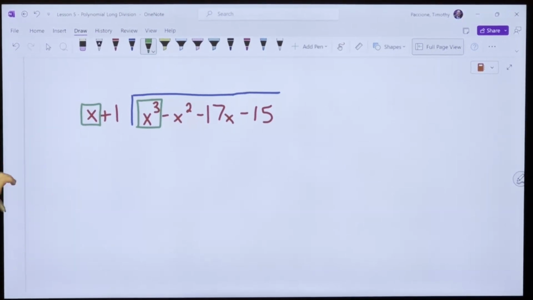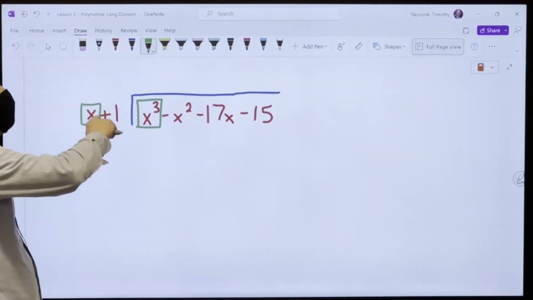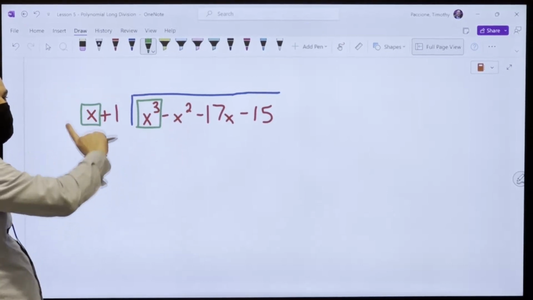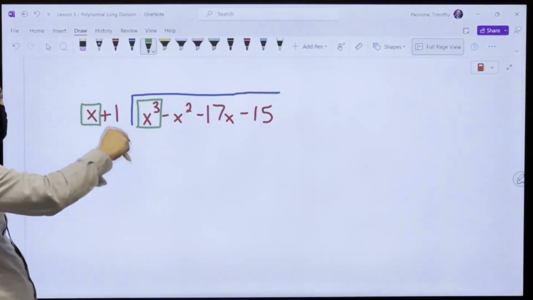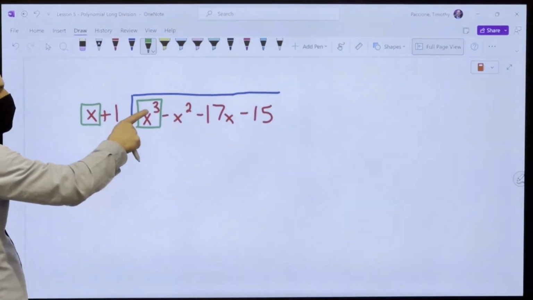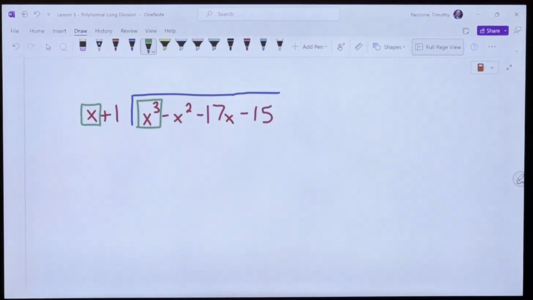Now, I'm going to ask a question, and then you'll be like, what? And then I'm going to ask it a different way, and it'll make more sense. But I have to ask it the first way first. Remember when you had 40 and 6? I asked, how many times does 6 go into 40? And you said 6, right? How many times does x go into x to the third? Twice. To the power of 2. X squared times. And that's why it's confusing.